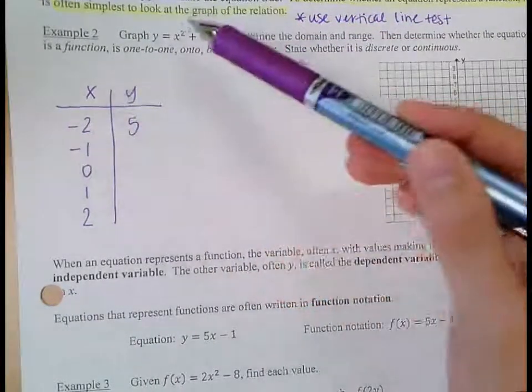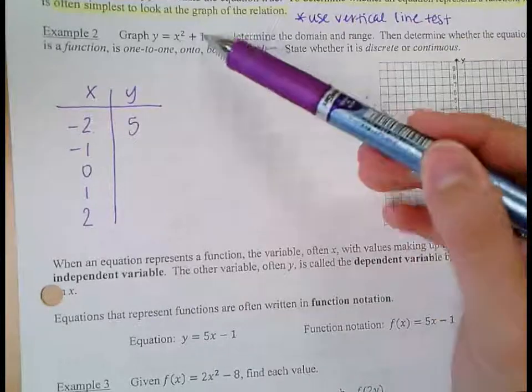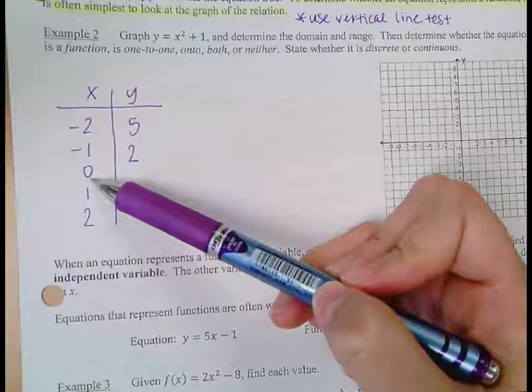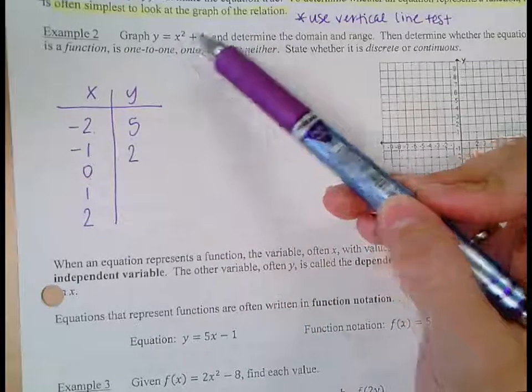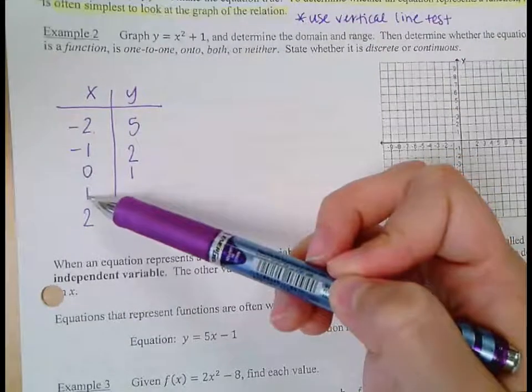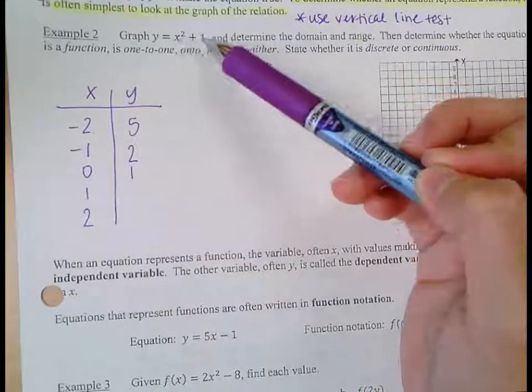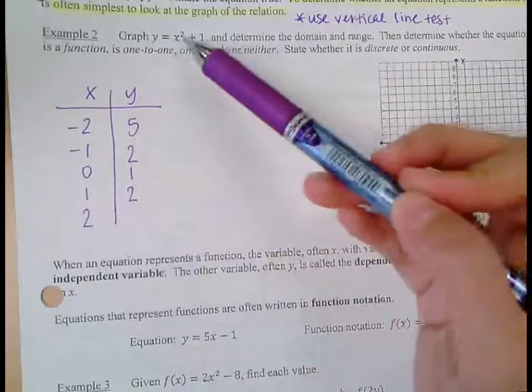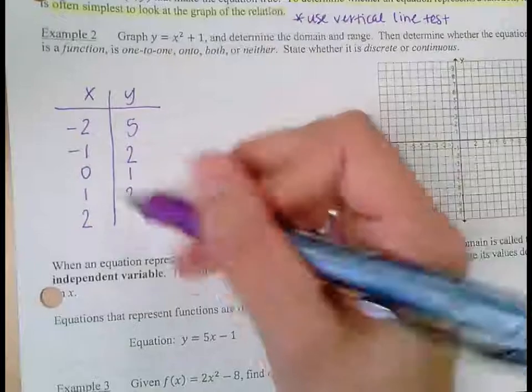And then for -1, -1 squared is 1, +1 is 2. If x is 0, 0 squared is 0, +1 is 1. If x is 1, 1 squared is 1, +1 is 2. And then if x is 2, 2 squared is 4, +1 is 5.